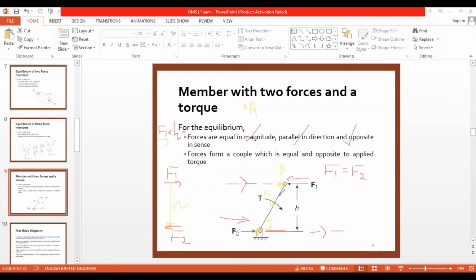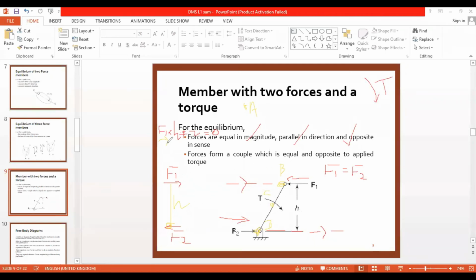So I have a torque also, right? So this torque is coming into action, and that is also appearing in the same direction, clockwise direction. So I will put plus T equal 0, right? So in this case, I'm talking about the second sentence, right? Forces form a couple, so this is that couple F1 and F2, which is equal and opposite to applied torque. Equal and opposite to applied torque. So applied torque is the T here, right? So T in the clockwise direction is the applied torque. So T is the torque.